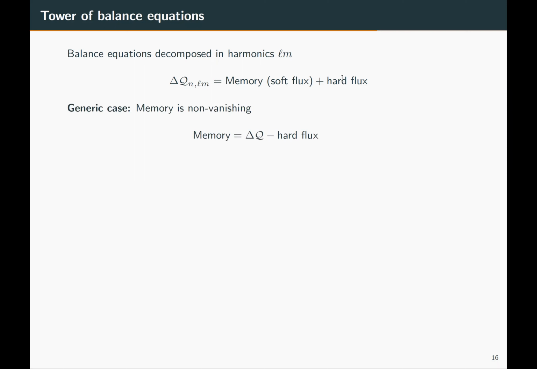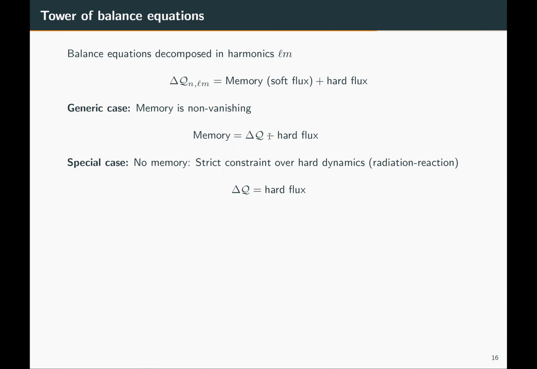So there are two situations that might appear. The general case is that this memory term is non-vanishing. And therefore, the way that you should read this equation is that it specifies the memory in terms of the change in the charge and the hard flux. So in other words, the memory or the soft part is specified by the hard process. But there are special cases where this memory term vanishes for some reason.